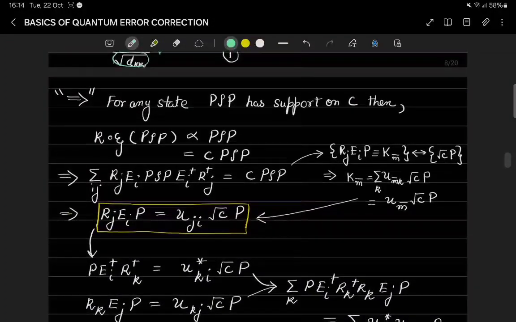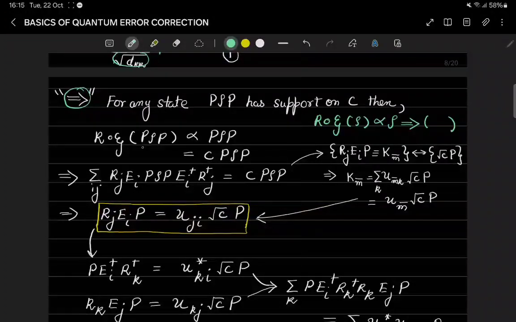So from here, now we go to this side, which is basically for any state. What we have to show is R of E. So the idea is if it satisfies the property that R of E of rho is proportional to rho, then I have to show that the particular conditions hold. So now we will do that.